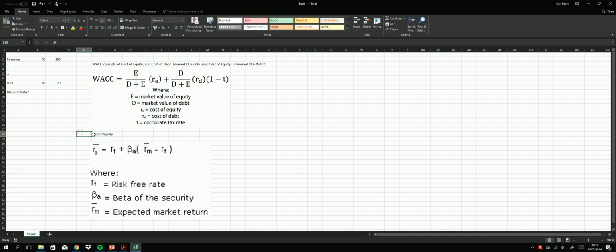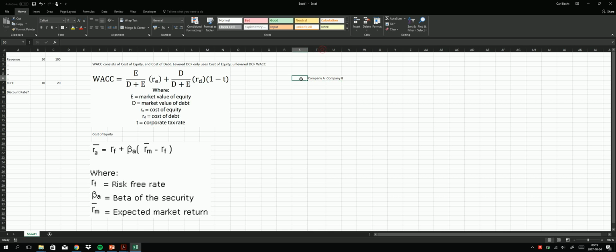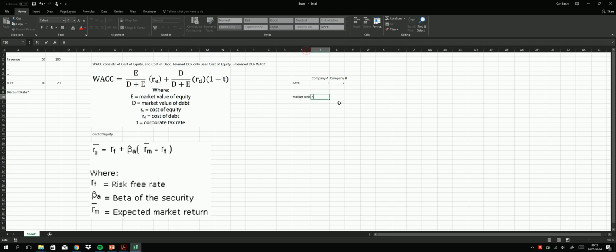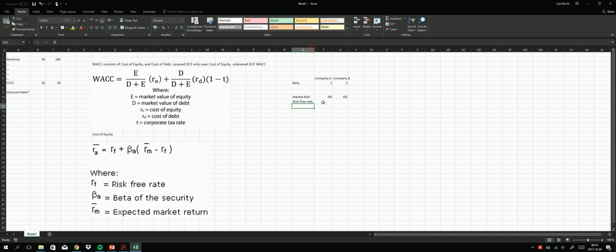You can have a system where, for instance, you have company A and company B. Company A has a beta of 1, this one has a beta of 2. But the market risk is always the same, right? So let's just say it's 6%. And the risk-free rate, you could say it's the same as the T-bill, treasury bill. For Sweden, I think it's like 1.7 right now for the Swedish stock market.